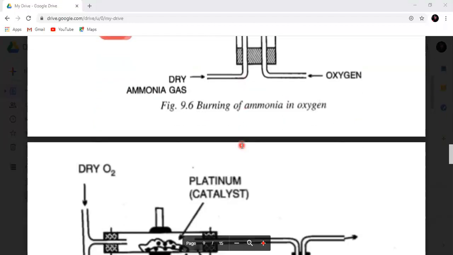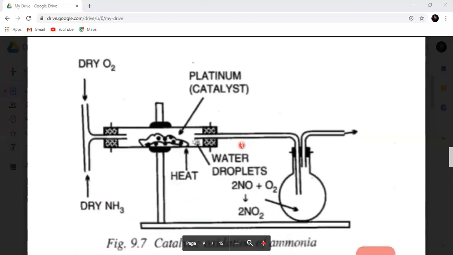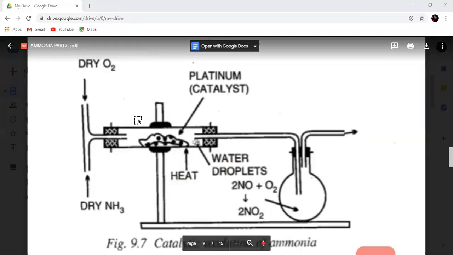After that, the next thing is the catalytic oxidation of ammonia. Catalytic means the oxidation will be going on, but under the effect of what? Catalyst. We are taking here the catalyst, that is platinum, which will increase the rate of reaction, which will increase the speed of reaction. Here again, the dry oxygen we are taking from one side and dry ammonia from the other side. Under the effect of platinum, that is a catalyst, what will happen?